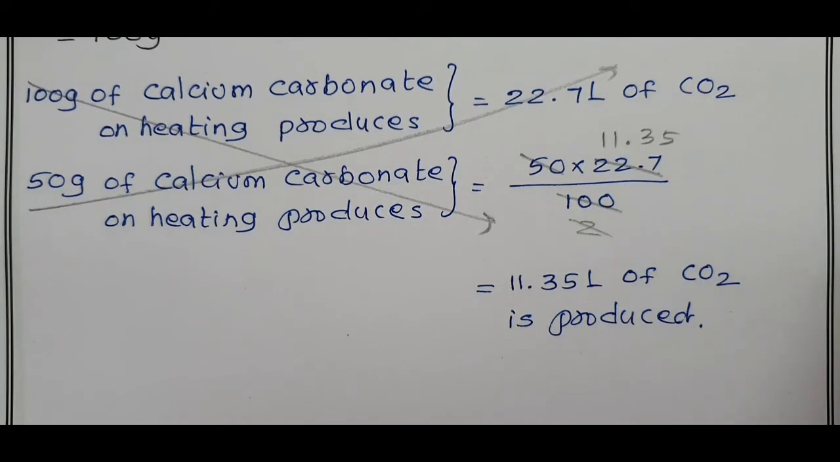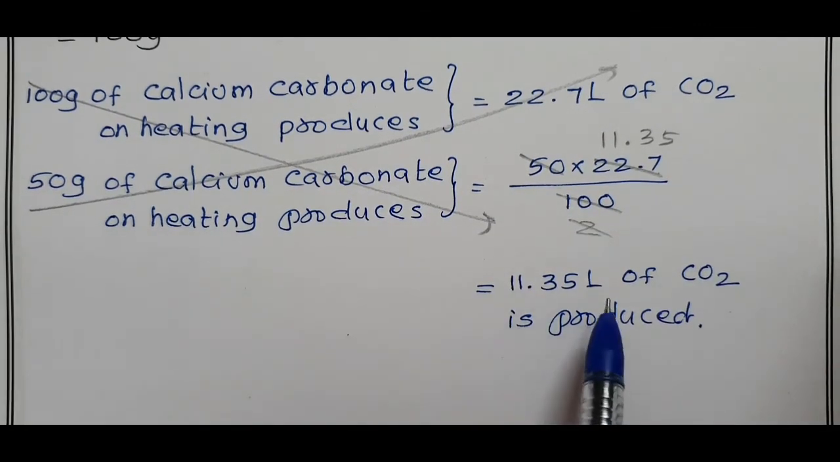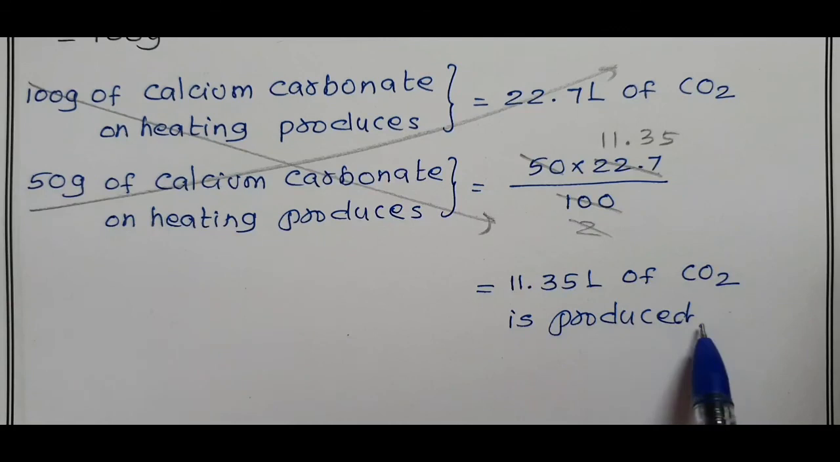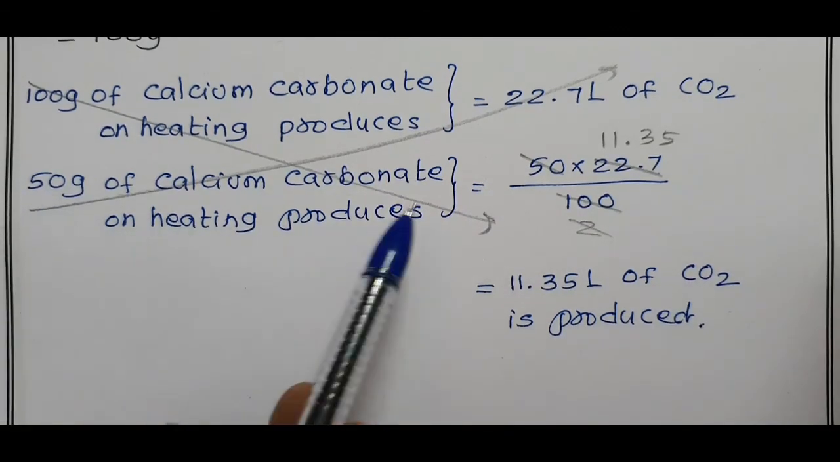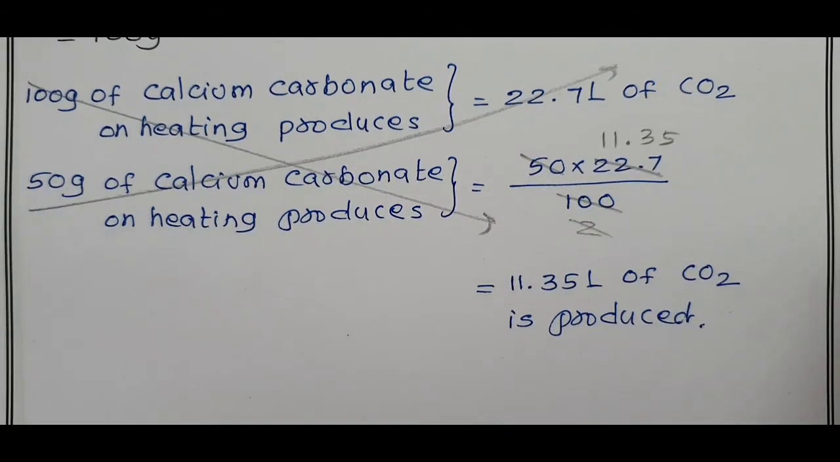So, what is your answer? 11.35 liter of carbon dioxide is produced when 50 gram of calcium carbonate is heated. So, in this video we discussed 3 problems based on stoichiometric balanced equations. In the next video also we are going to discuss other 2 problems based on stoichiometry.